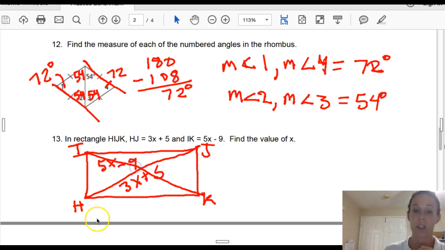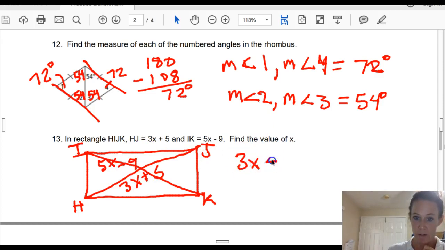Now I need to know this property. I'm solving for x, and I know in a rectangle, diagonals are congruent. That doesn't happen in a parallelogram because you're slanted. But in a rectangle, your diagonals are congruent and they bisect each other. Well, just set the two diagonals equal to each other. You're just going to do one of these.